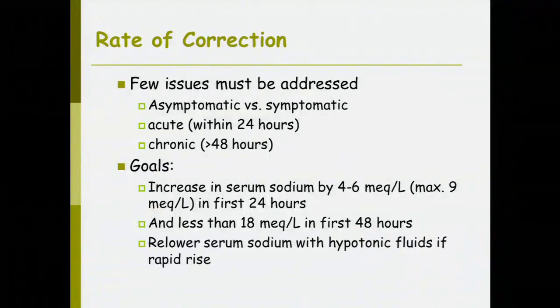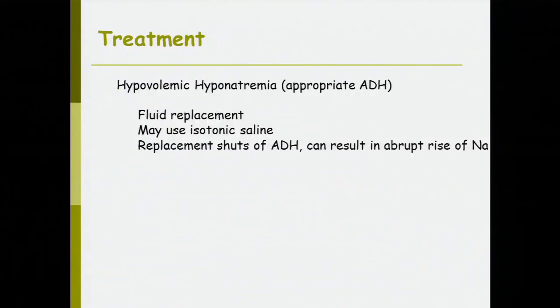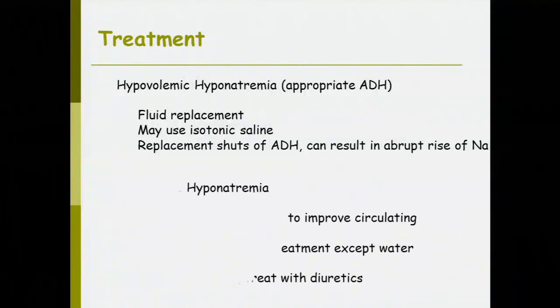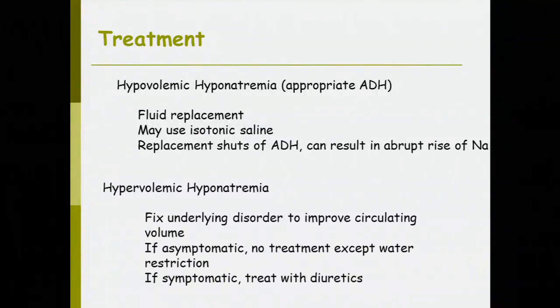Okay. And then relower serum sodium with hypotonic fluids after a rapid rise, we already talked about it. And then use DDAVP in special circumstances, we talked about it. And then we talked about hypovolemic hyponatremia, where you should do the fluid replacement with normal saline, and make sure you monitor it to prevent rapid overcorrection. And in hypervolemia, we talked about water restriction and treating with diuretics, so nothing new here.